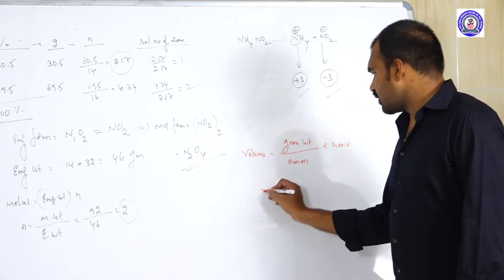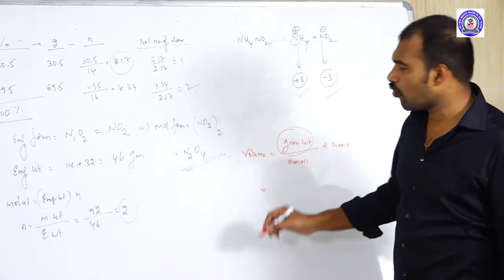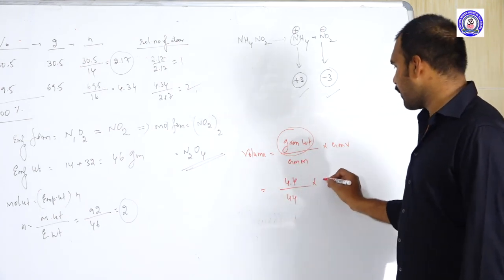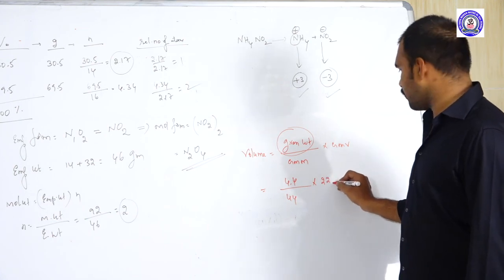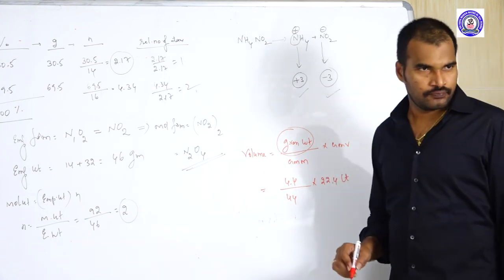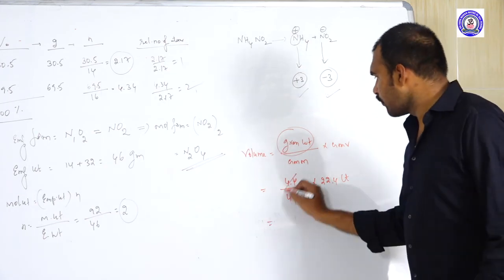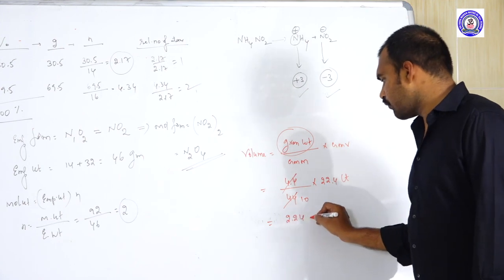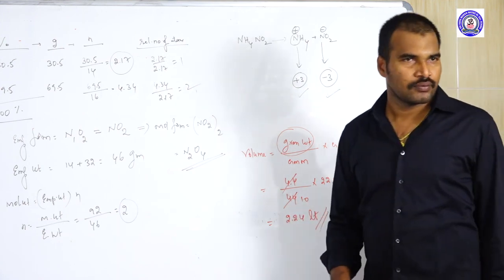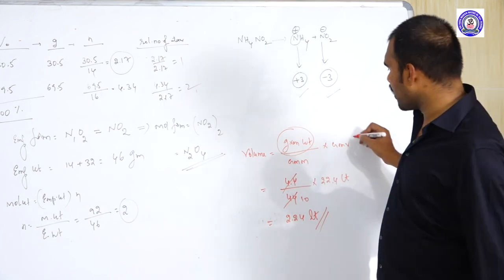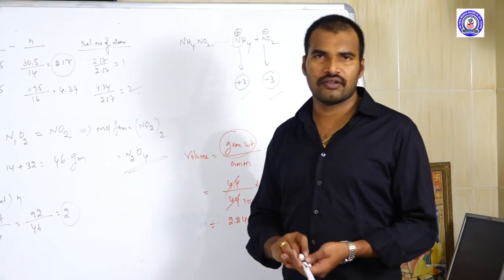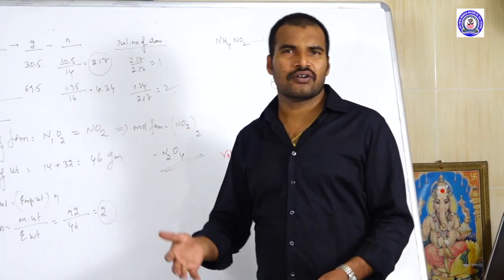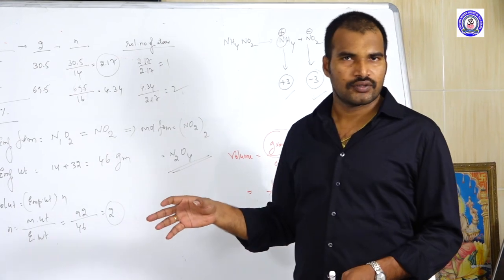What is the given weight? 4.4 grams. And the gram molar mass of CO2 is 44, into the gram molar volume, which is 22.4 liters at STP. 4.4 by 44 times 22.4, so we will get 2.24 liters. A very simple question. But in this mole concept, if you know the formula, it is very easy. If you don't know the formula, you will find it very difficult. So like this, a few model questions and expected questions we discussed here. Okay, thank you.